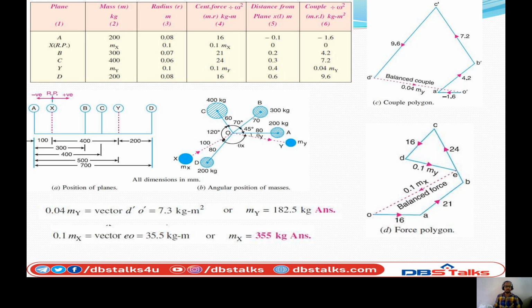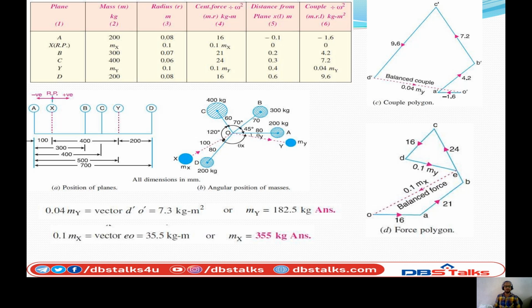So what is the order? A, again X, B, C, Y, D. This is the order we placed in the position of the planes. The same order we need to keep in the table also: A, X, B, C, Y, D. And which plane is kept as the reference plane? X. So here also we represent it in the table as RP, that means reference plane.